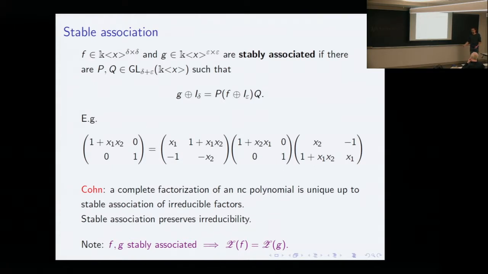They can't do that, but is that all there is? Maybe that's the question. Free loci are the same for polynomials that are stably associated.